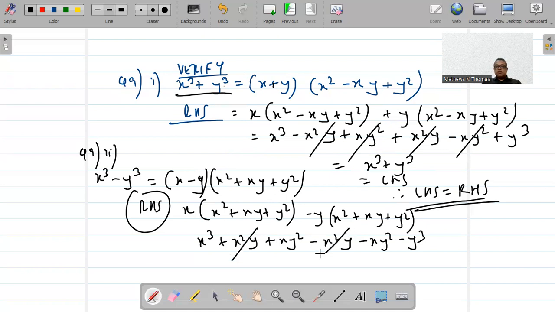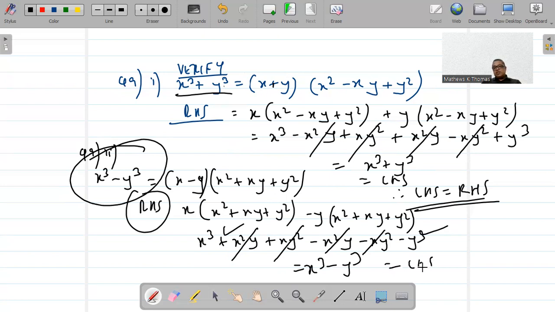So what will happen? x square y minus x square y cancel, xy square minus xy square cancels. We are left with what? x cube minus y cube, which is equal to the LHS. And therefore, this identity is verified because LHS and RHS are equal. So we'll be using these two identities in the next question, that is question number 10.